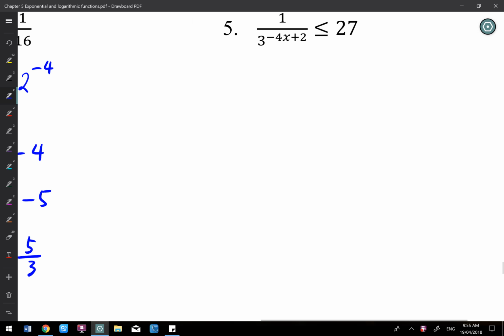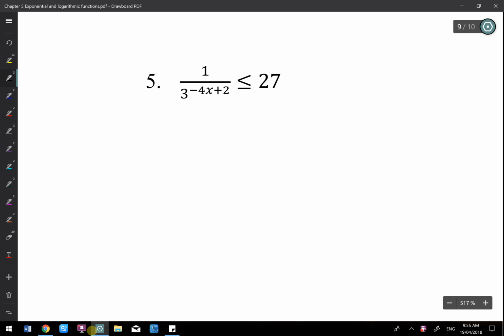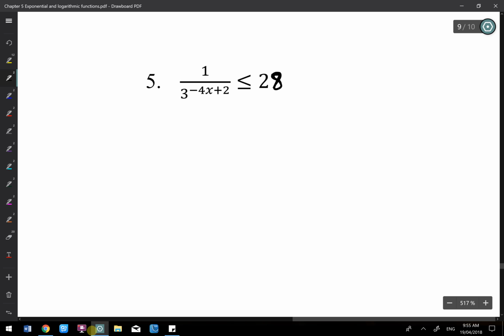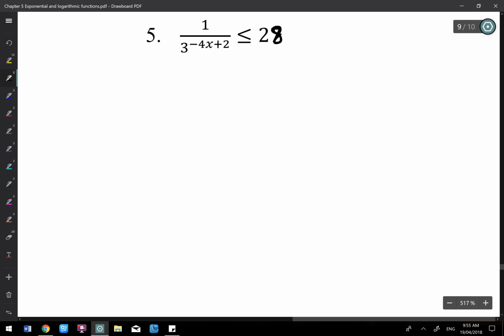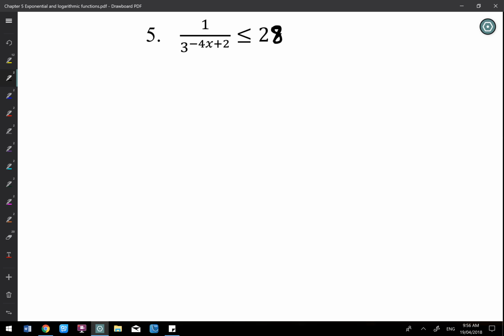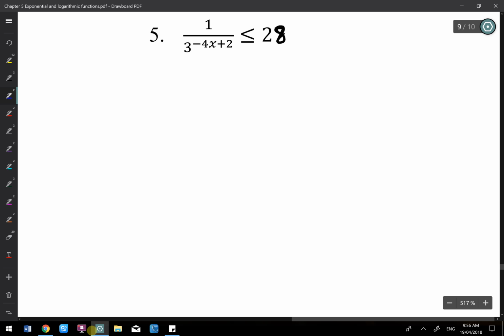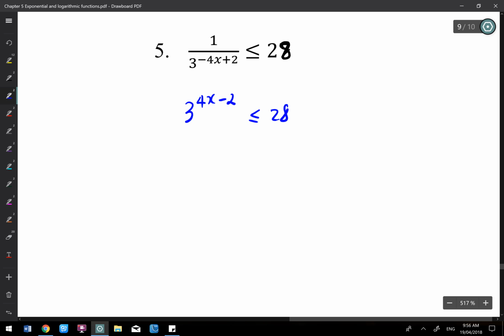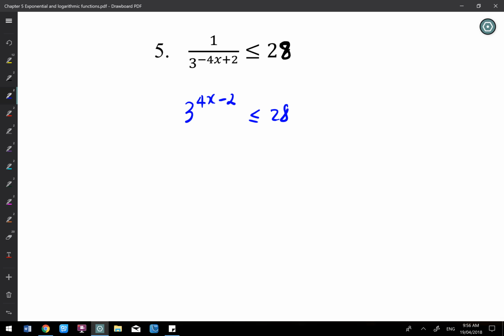Okay, let's change 5. I'll change this number to 28. After I change it to 28, you can realize you can't have the same base. So what I should do is still try to make everything into a base greater than 1. So I will do 3 to the power of 4x minus 2 equals that. Minus the power at the bottom, I can flip it up.